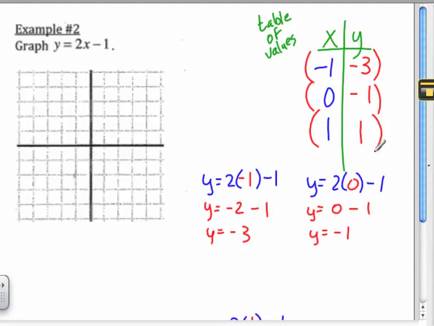I'm going to go over here to my graph. Thanks, Mr. C, for adding that into our homework. Hey, no problem. I'm happy to help, guys.